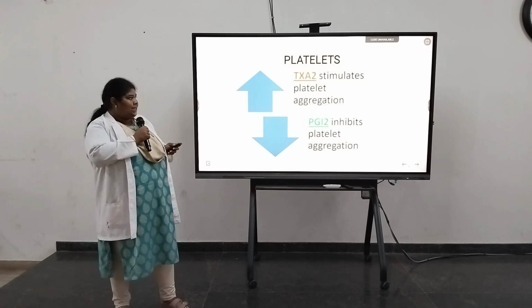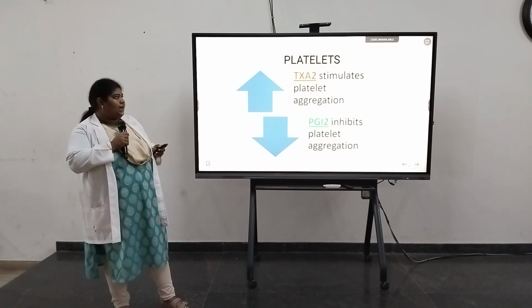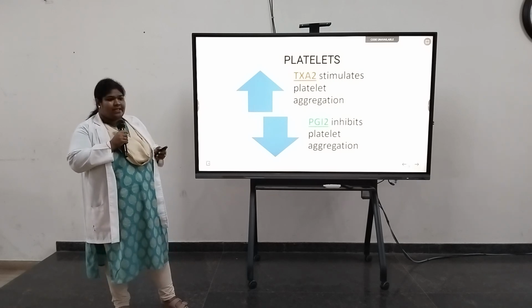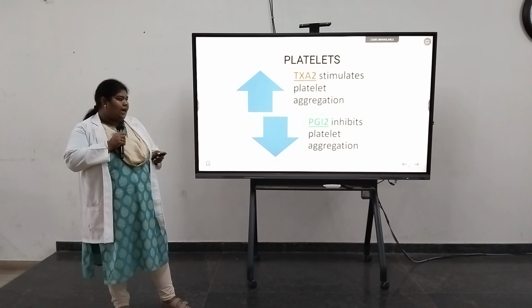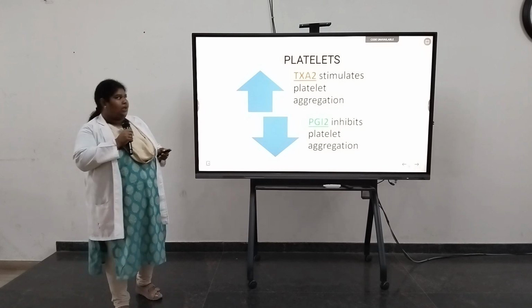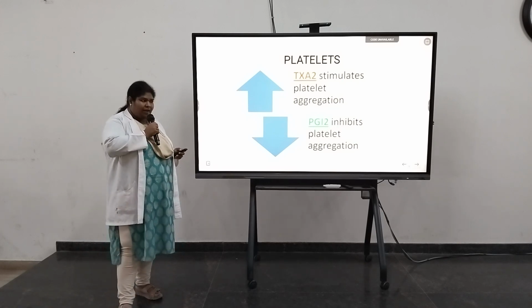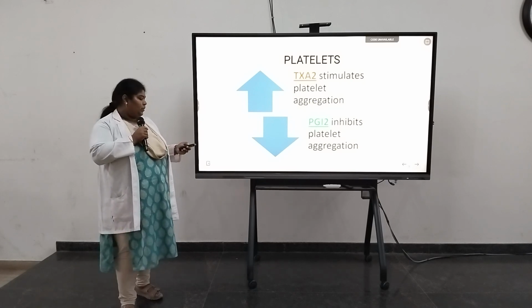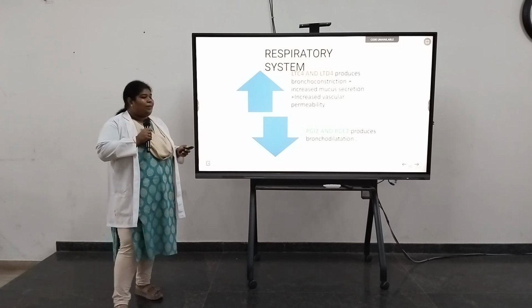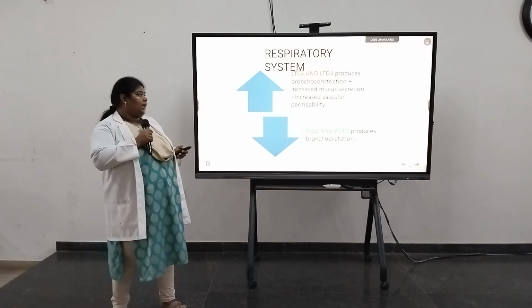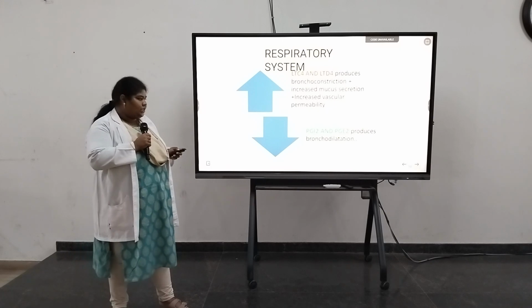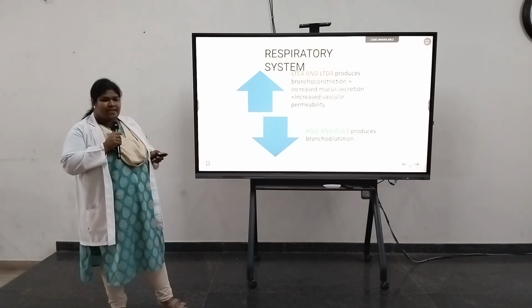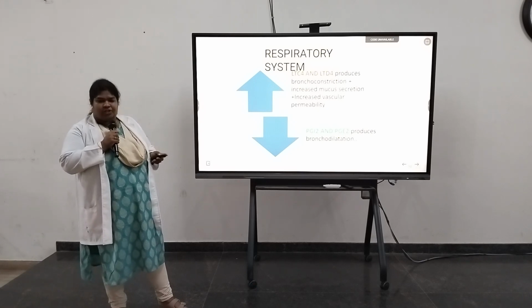Coming to platelets again, two important prostaglandins are thromboxane A2 and prostaglandin I2. Thromboxane A2 acts as a platelet aggregator, and prostaglandin I2 inhibits platelet aggregation. So thromboxane A2 is a pro-aggregatory factor, and prostaglandin I2 is an anti-aggregatory factor. Coming to the respiratory system, leukotrienes mainly produce a bronchoconstrictory action, and prostaglandin I2 and prostaglandin E2 are mainly responsible for bronchodilatory action.